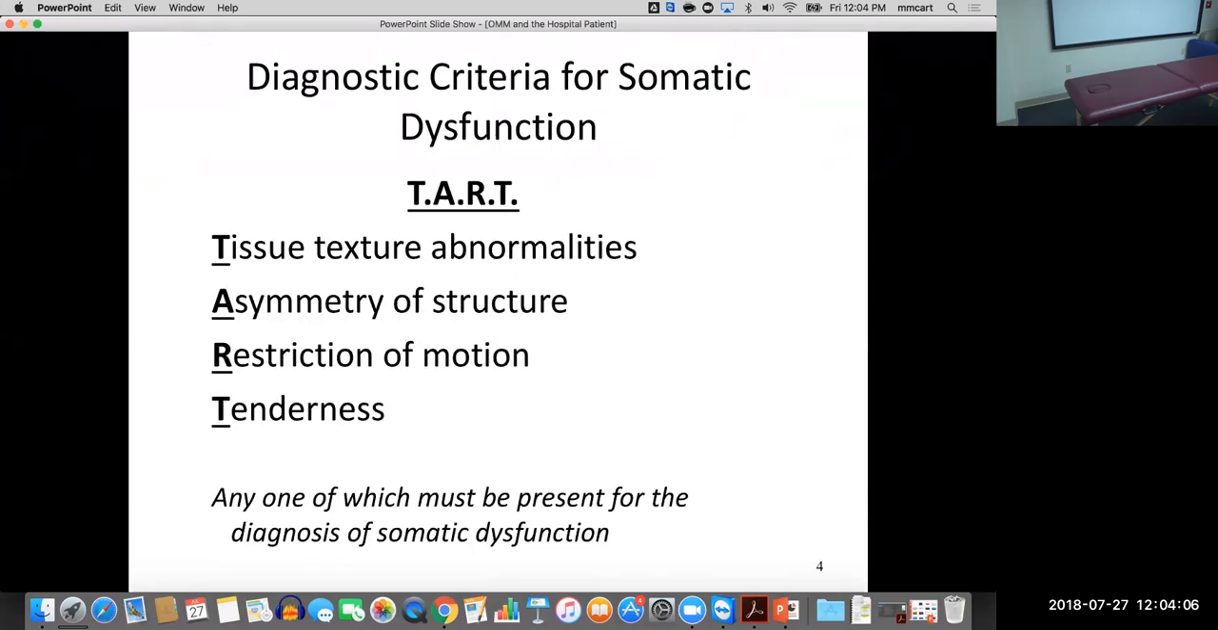When we go ahead and diagnose somatic dysfunction, we have 4 simple criteria to do that. We have the tissue texture abnormalities that you palpate with your hands. Is there tension in the paravertebral muscles? Is it tight or stiff there? We may notice some asymmetry of structures. Frequently, that just clues us in to palpate there and see if there's motion restriction or tissue texture abnormalities. We look at motion restriction. Is something not moving that we expect to be moving? And then sometimes we look at tenderness.